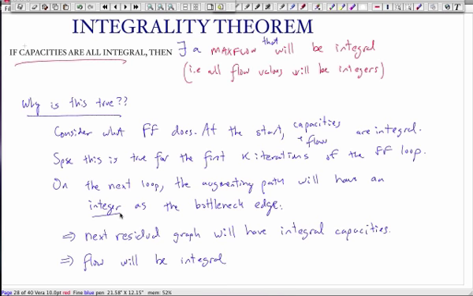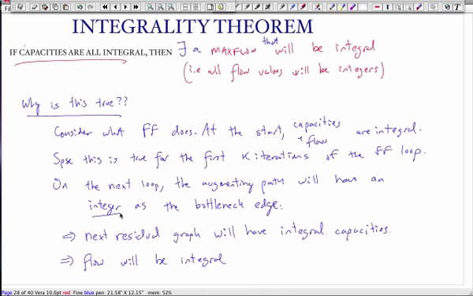Because if the bottleneck edge is an integer, the new flow will also be integral. So this is kind of like induction on Ford Fulkerson to show that if the capacities were integers, then there has to be some max flow that also has integral values.